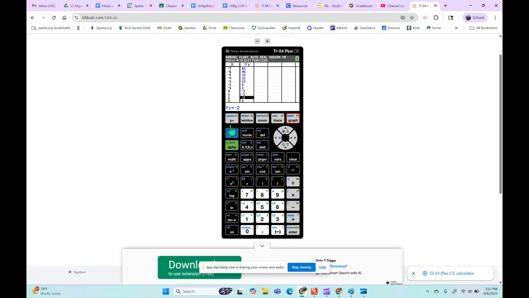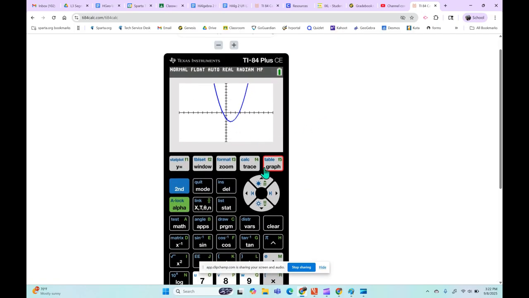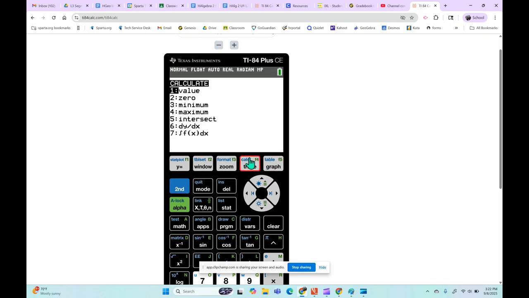But let's say you want to get the exact coordinates of it. What you can do is go to calculate. So you have to hit second trace for calculate and tell it you want to calculate a zero.